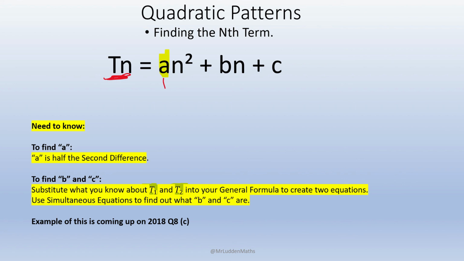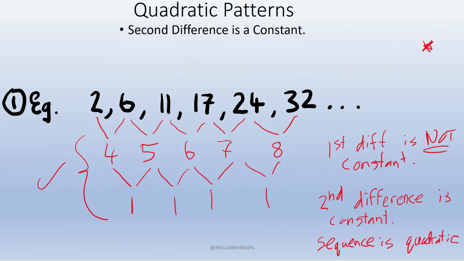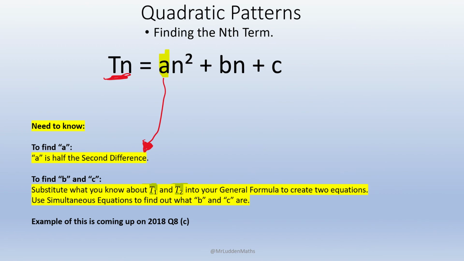Your A is going to be half of the second difference of your quadratic pattern. So if we go back to the quadratic pattern that we've done, our second difference was 1. So if we were to try and find out what our A is, if we were putting this sequence into our general formula here, my A would be a half of 1. Now half of 1 is a half, so my A would be a half.